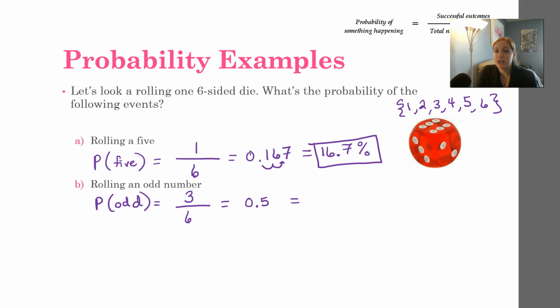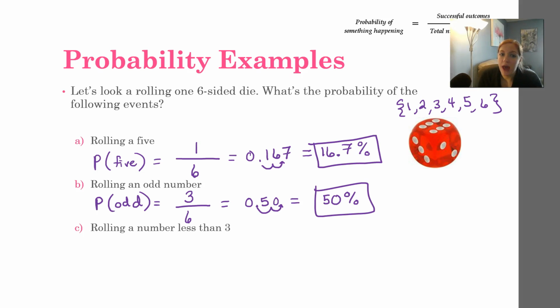Now we need to change that to a percentage. So we take that decimal and we move it 2 spots to the right. Now notice there's this empty spot. We can go ahead and fill that in with a 0. So this becomes 50%. So there's a 50% chance that you will roll an odd number. And that makes sense because half of the numbers are odd.